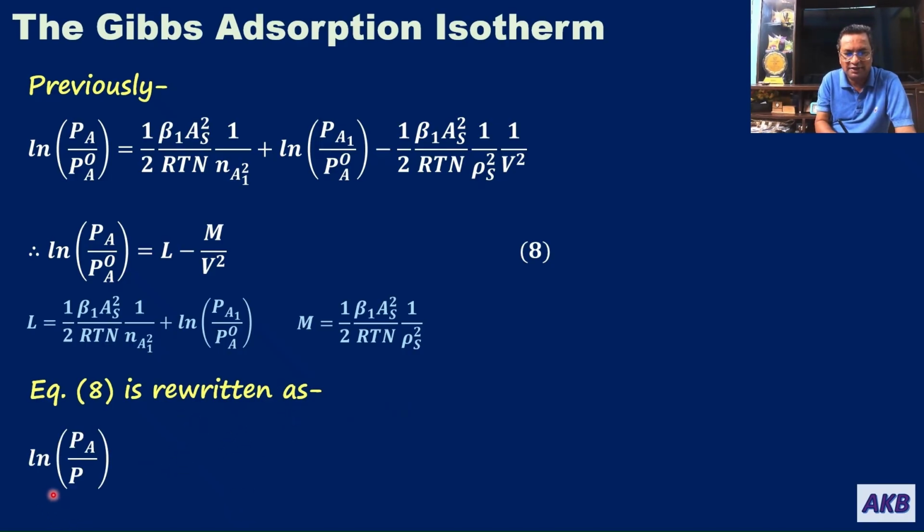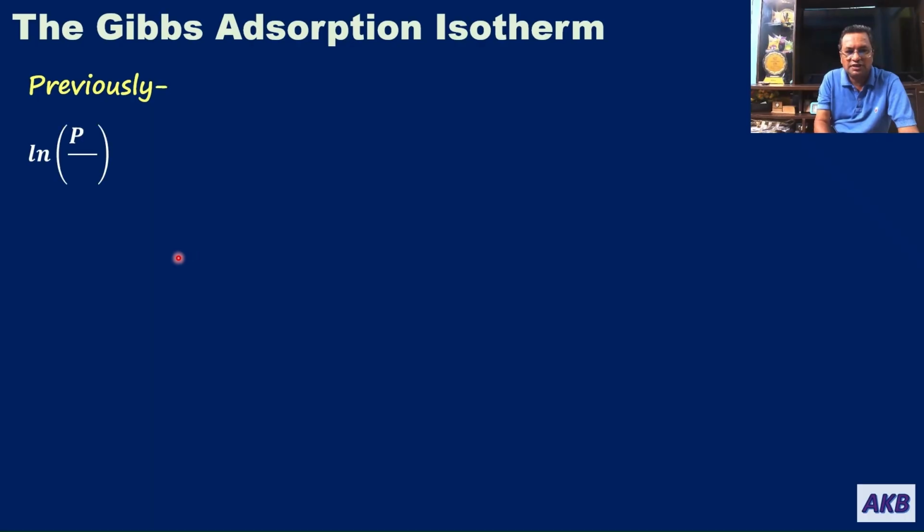So equation 8, now let us write it in a proper form. It is written like ln of Pa upon Pa naught is equal to minus M into 1 by V square plus L, and I am calling it equation number 9. Now we will talk more about equation number 9. So previously we got equation 9: ln of Pa upon Pa naught is equal to minus M into 1 upon V square plus L.